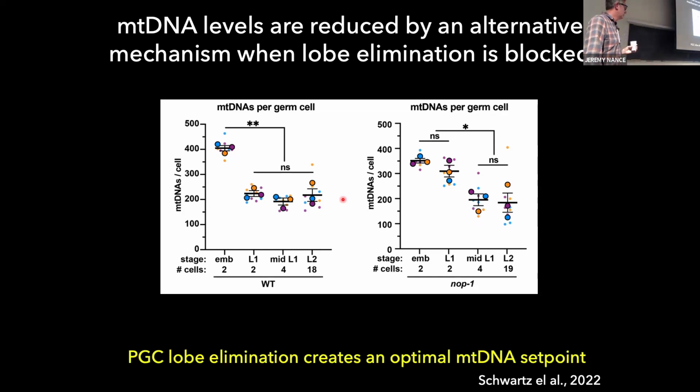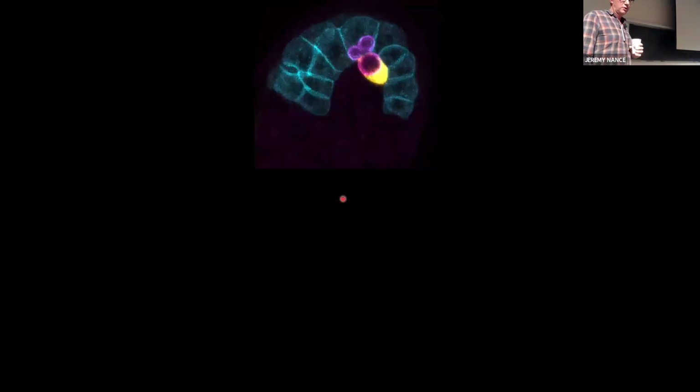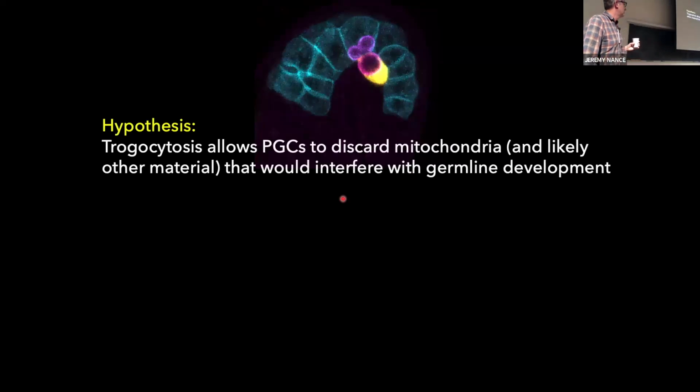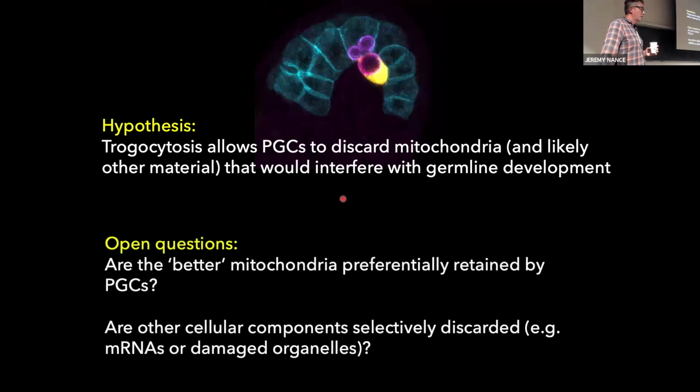Okay, so one function of trogocytosis of the PGC lobes is to create this set point. So we think that the PGCs inherit too many mitochondria from the oocyte, and this event gets them to the level where they like to be when they're dividing as germline stem cells in the larval stages. Okay, so our hypothesis is that these lobes are like trash cans. They're discarding mitochondria. They're undoubtedly discarding other things. And we think that, like the mitochondria, these may interfere with germline development. They want to get rid of them in order to be the best primordial germ cells and germline stem cells that they can be and get ready to populate the gonad.